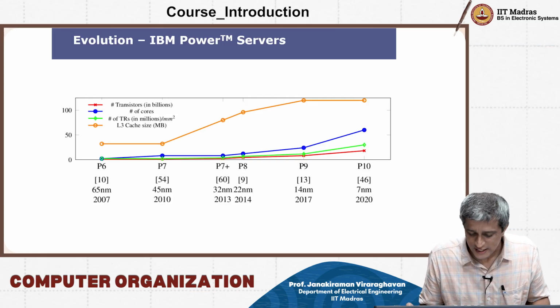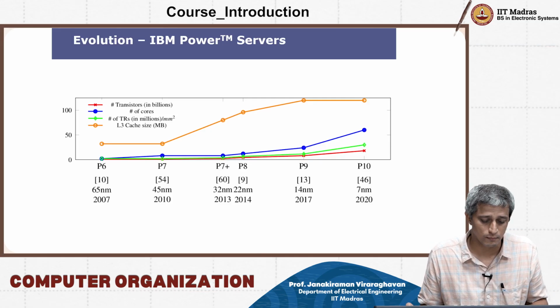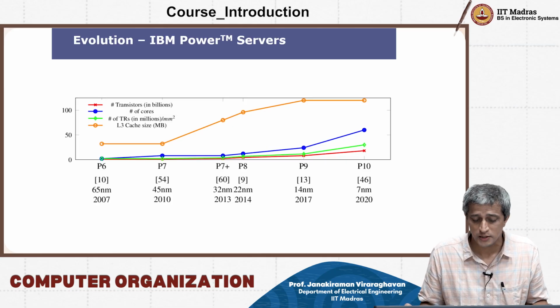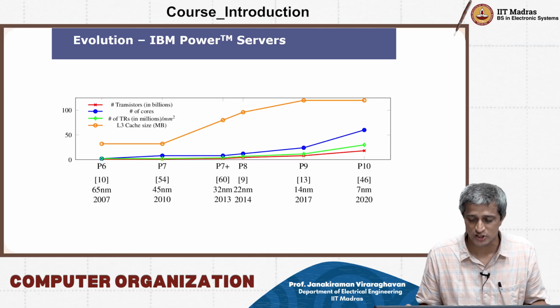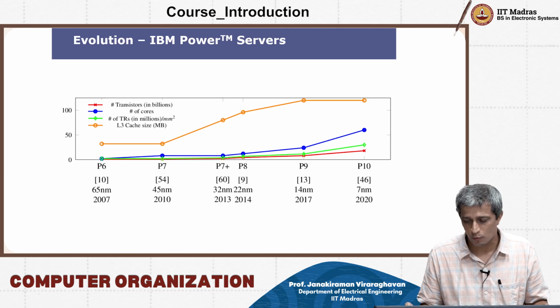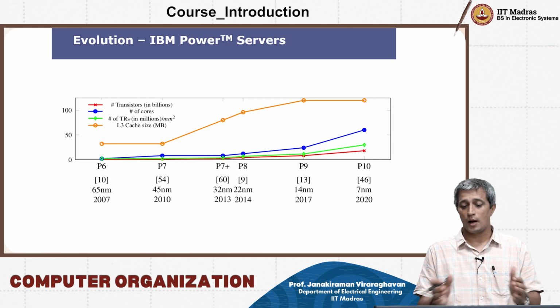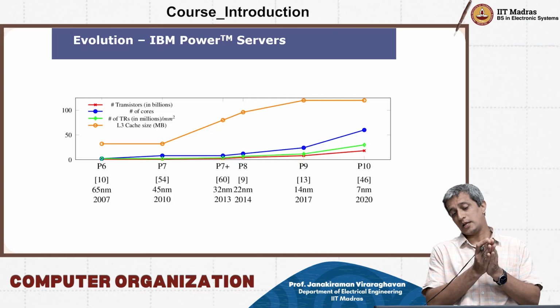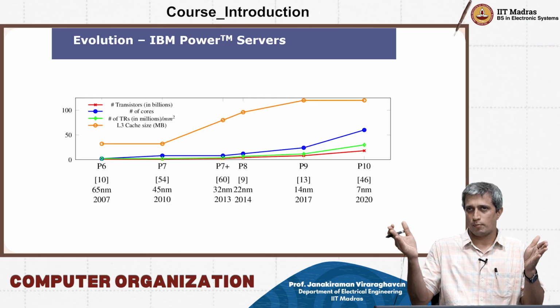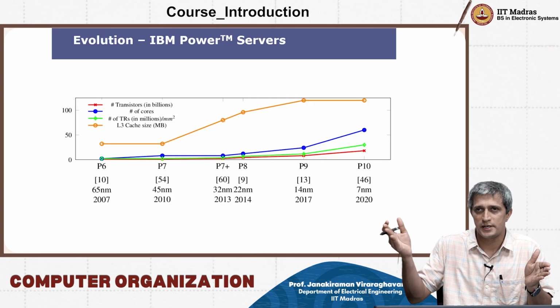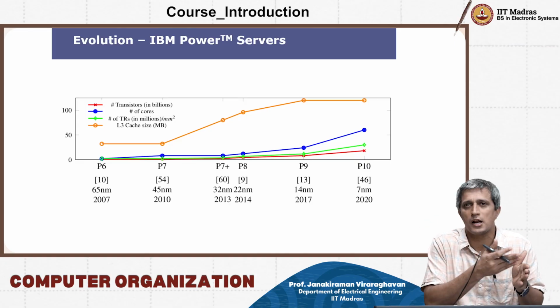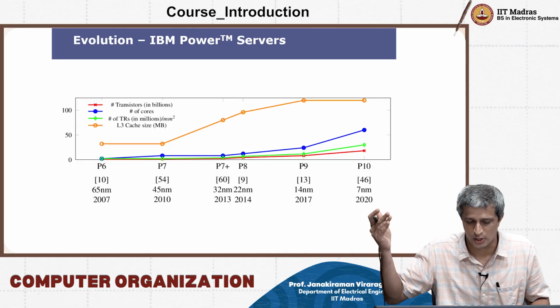So the number of transistors, right? If you look at it, the number of transistors in millions per mm square is basically the density. What it's telling you is the number of transistors is actually going up. In billions, it's gone from a couple of 100 million to a few billion transistors now.